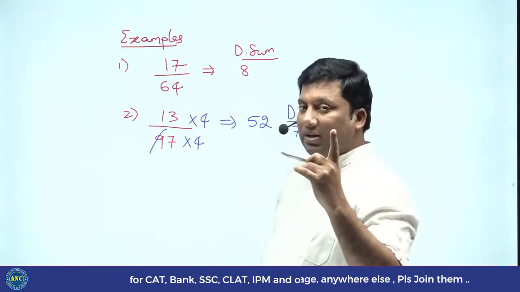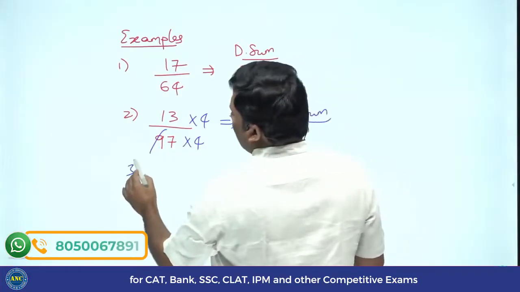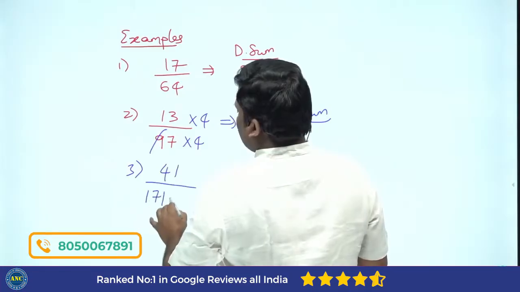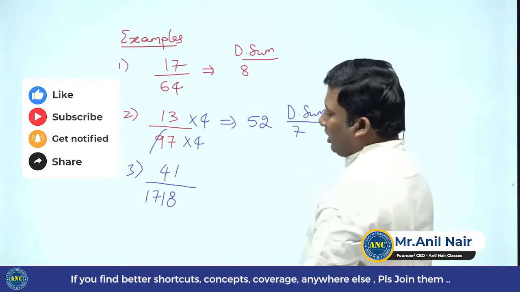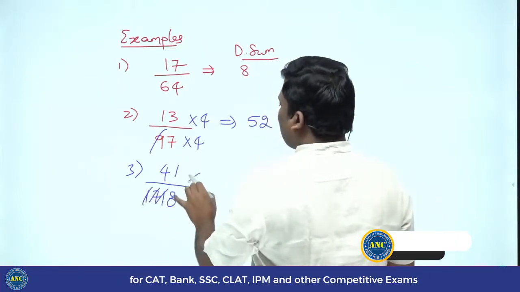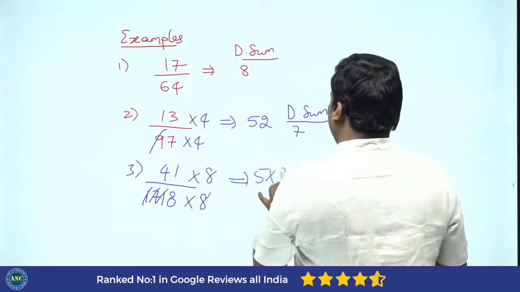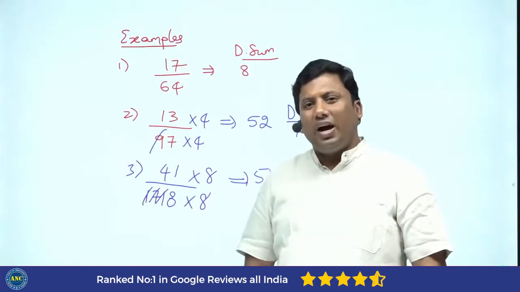In the advanced method, I will discuss the drawback of the basic method. 41 by 1718. Now, 171 digital sum is 8, multiply by 8 in numerator and denominator. 4 plus 1, 5, 5 8s are 40, digital sum it is 4. I hope it is clear.